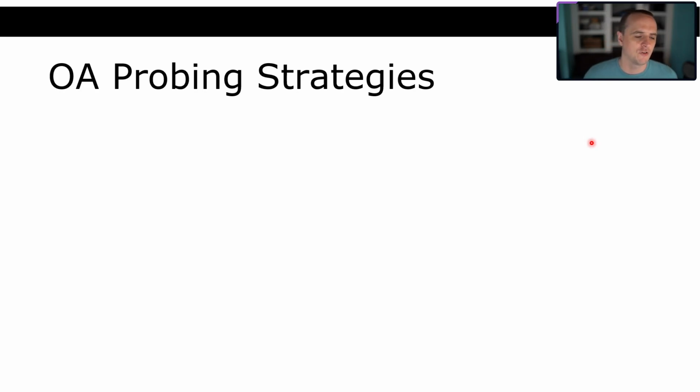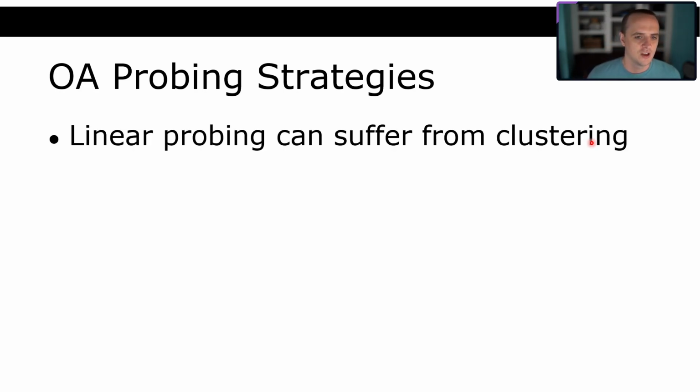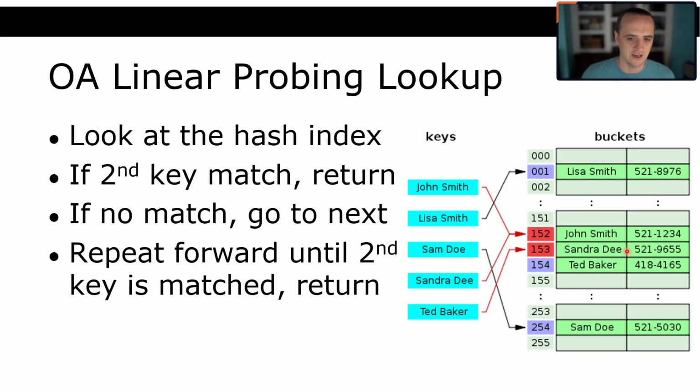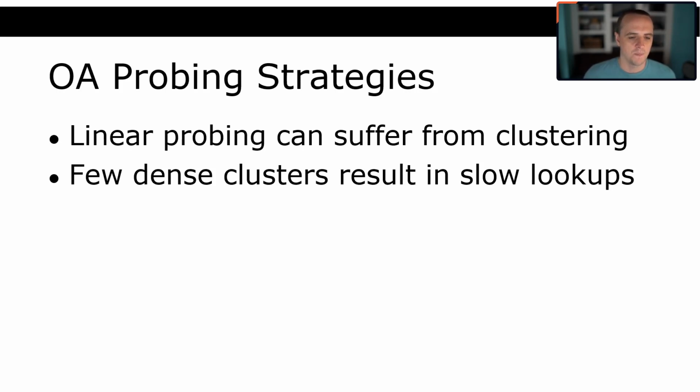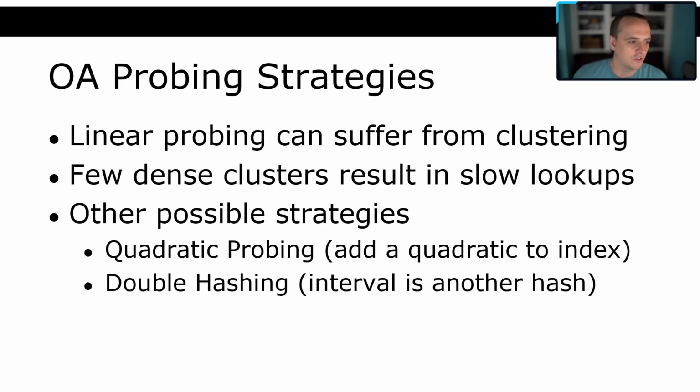So there are different probing strategies for open addressing. Linear probing can suffer from clustering, right? And you can see here there's a big cluster right here that can happen. And so a few dense clusters will result in slow lookups. There are other possible strategies. We could do quadratic probing. So each time we go forward, we increase the step, right? So the first time we go by 1, then by 2, then by 3, then by 4.